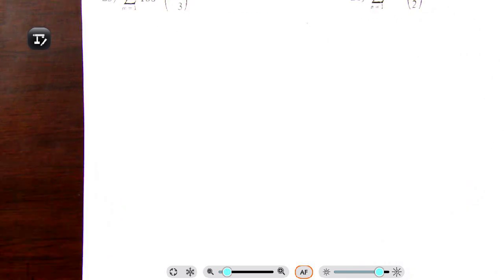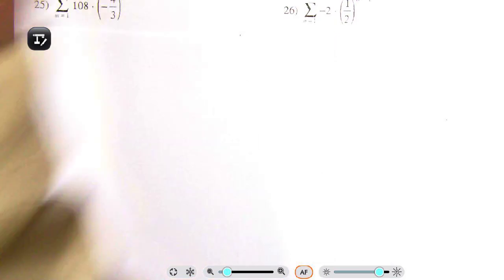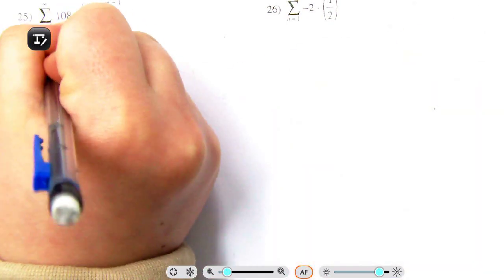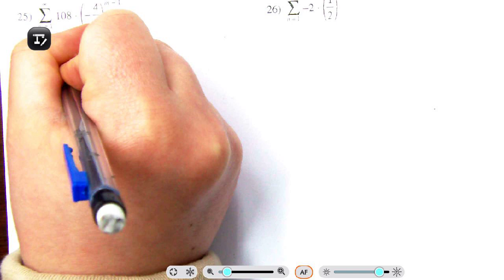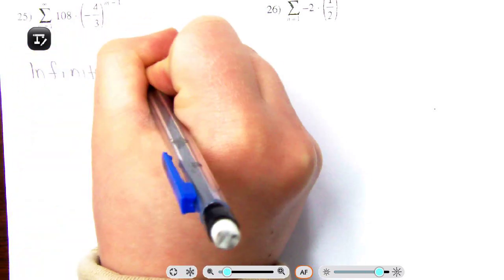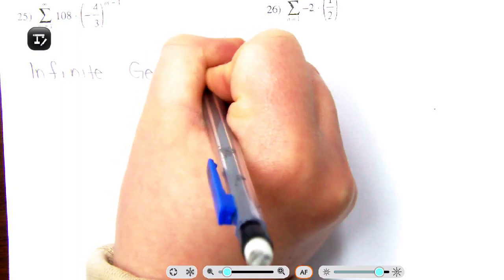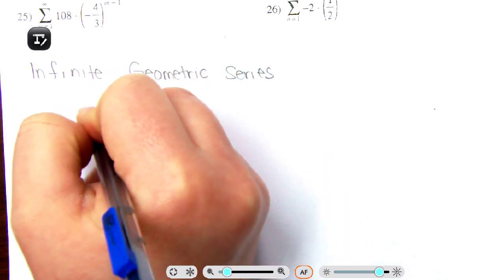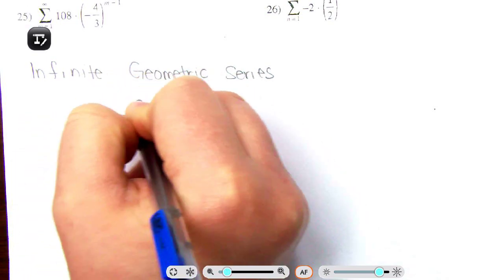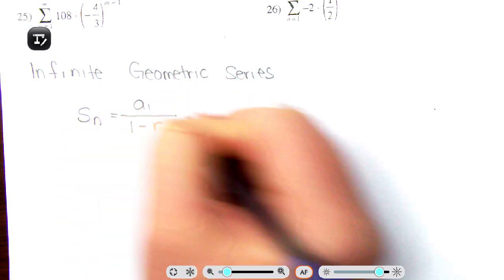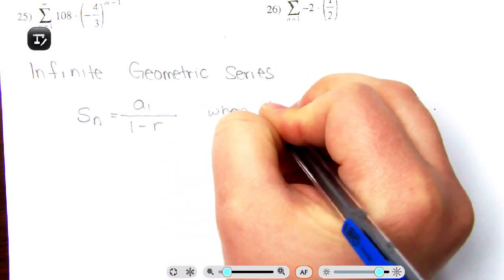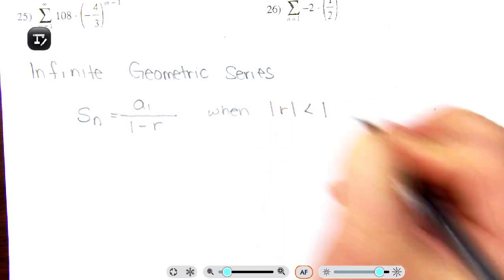Okay, I'm going to get a separate sheet of paper here. So let's talk about the formula here for a little bit before we continue. Okay, so the infinite geometric series formula is S sub n is equal to a sub 1 all over 1 minus r when the absolute value of our common ratio is less than 1.